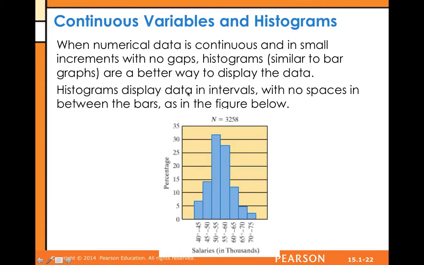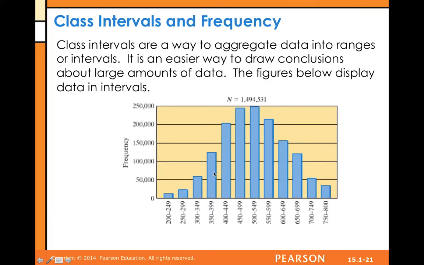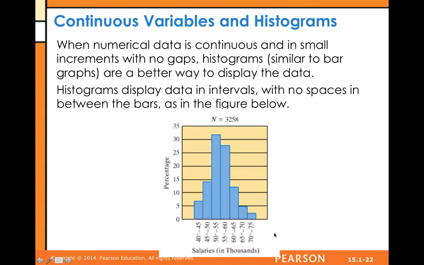Okay, so when numerical data is continuous and in small increments with no gaps, histograms are a better way to display the data. In this particular case, the only difference between this picture and this picture is that this picture has gaps in between the bars. But if you look at statistics data, a lot of times there'll be no gaps, but it doesn't really matter. Here you have a histogram where on the bottom you again have ranges, so 40 to 45, 45 to 50, etc. And the bars are just right next to each other.